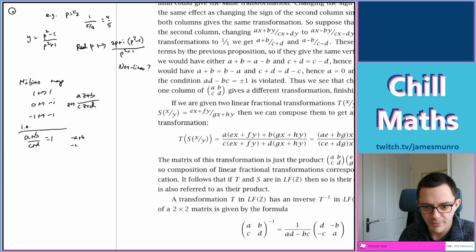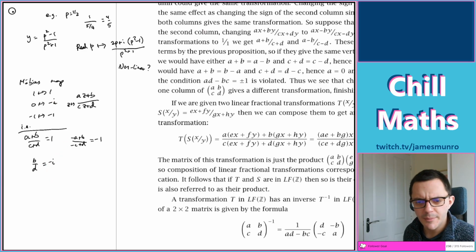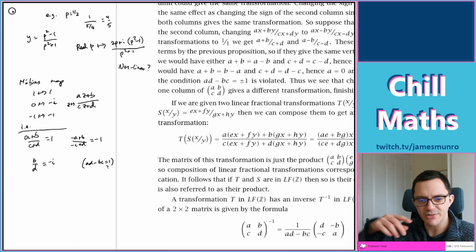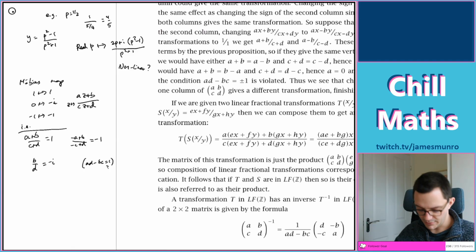Minus A plus B over minus C plus D should be minus 1, and B over D should be minus i. Collection of equations, isn't it? There's a scaling factor as well, so maybe I can afford to take this thing as well. AD minus BC is 1, because we divide top and bottom by the square root, so maybe plus or minus 1. Divide by the square root of the absolute value of AD minus BC, upstairs and downstairs. I'm using real numbers.